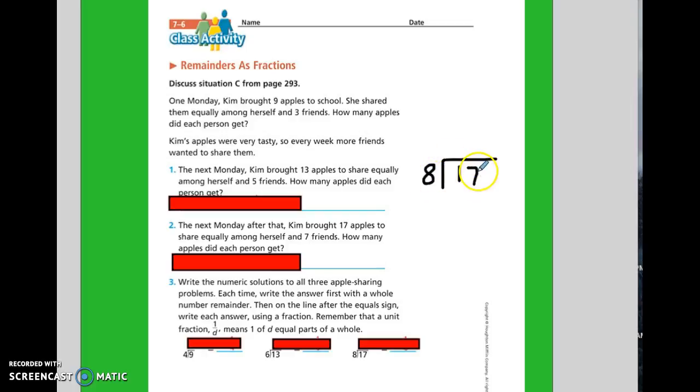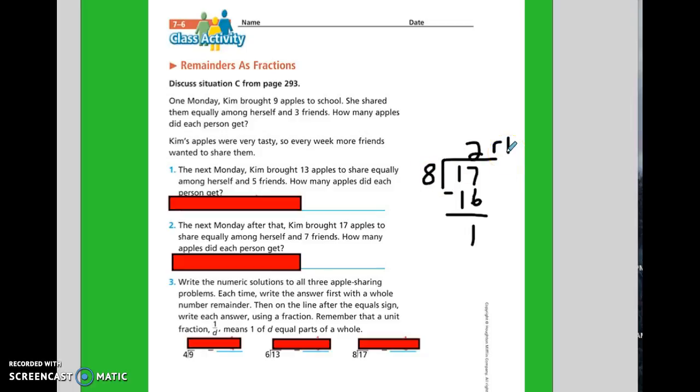And I know that 8 goes into 17 2 times. Multiply, 8 times 2 is 16. I subtract, and I end up with 1. All right, so a remainder of 1. So of her 8 friends, we know that everyone's going to get 2 whole apples. And then what is the fraction that they would get?